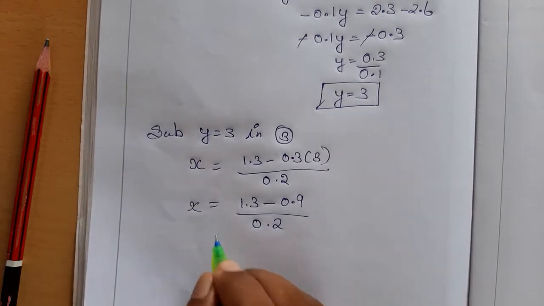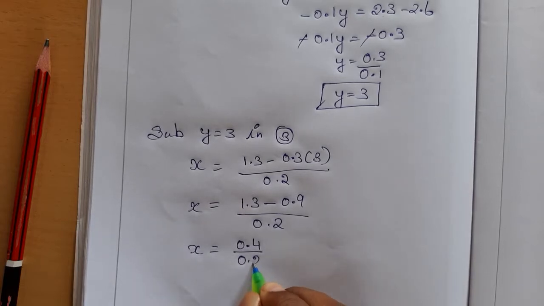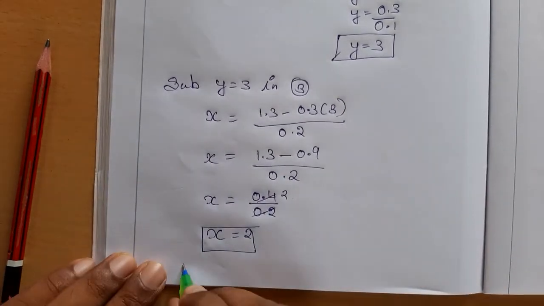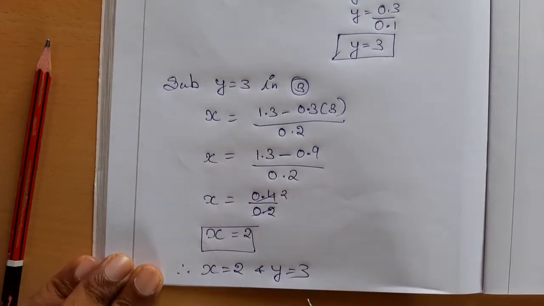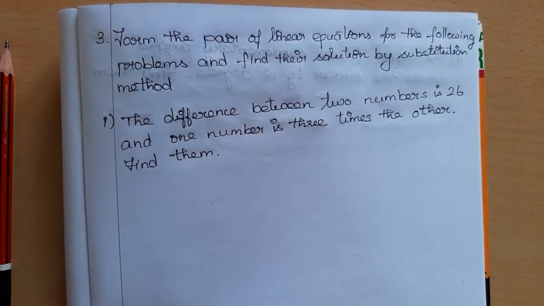So x is equal to 1.3 minus 0.9 is 0.4, 0.4 by 0.2. So 0.2 into 0.4 is 2 times. So value of x is 2. Therefore x is equal to 2 and y is equal to 3. That's the answer.